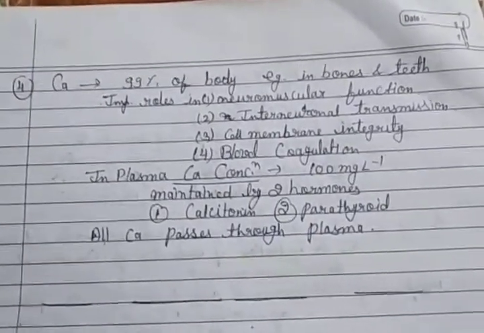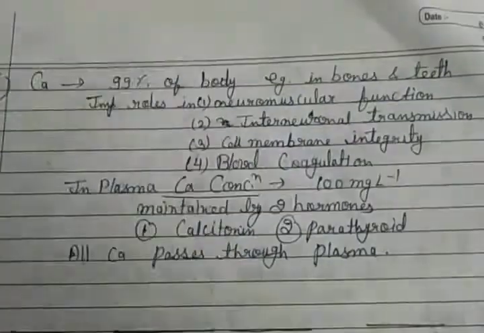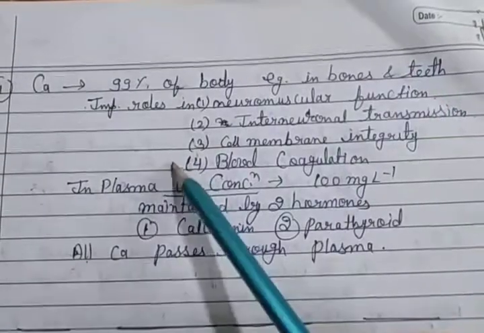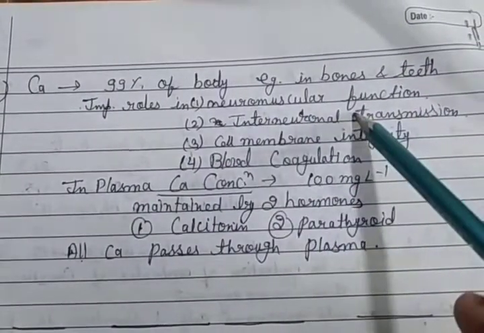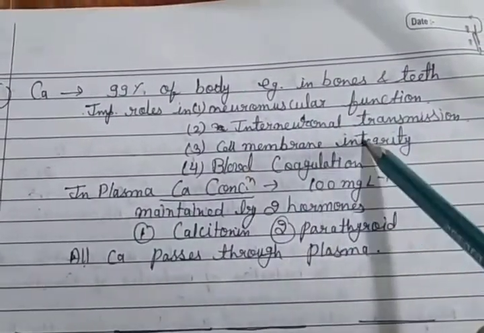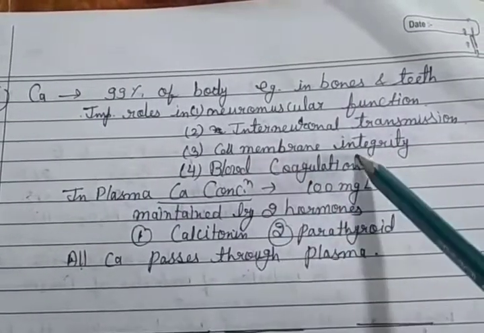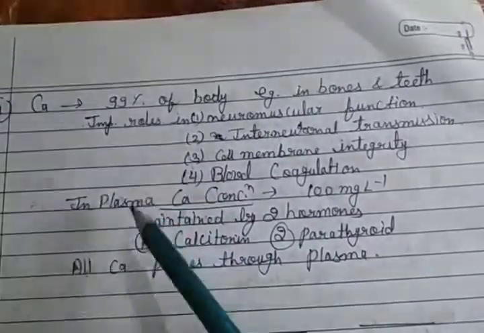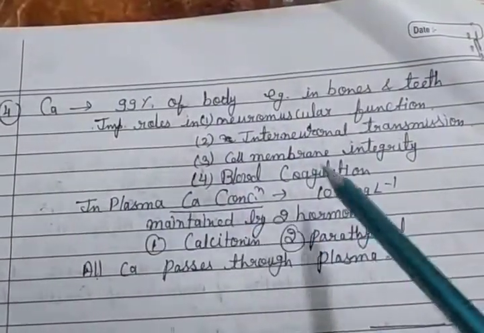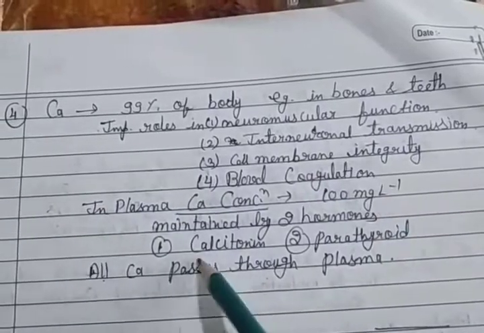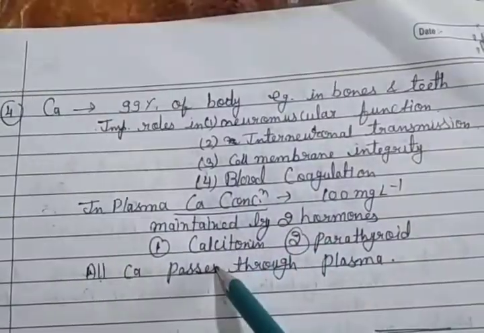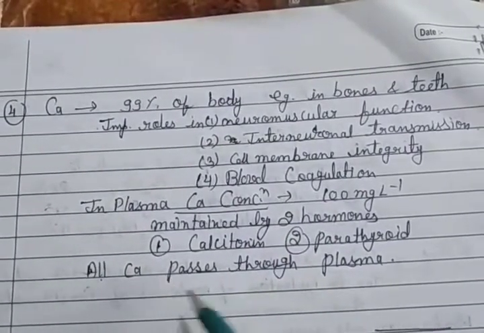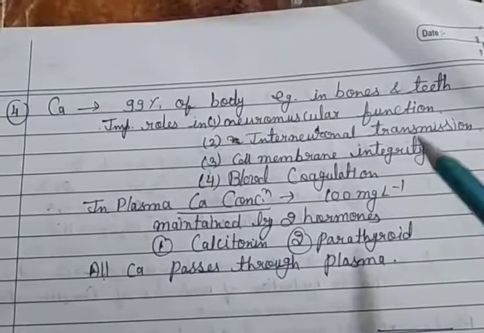So see, 99% of the body's calcium is in bones and teeth. Important roles are first neuromuscular function, second interneuronal transmission, third cell membrane integrity, and fourth blood coagulation. In plasma, the calcium concentration is 100 milligram per liter, maintained by two hormones. Which hormones? First calcitonin, and second parathyroid. So all calcium passes through plasma.